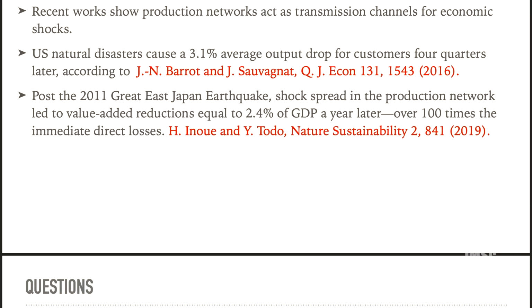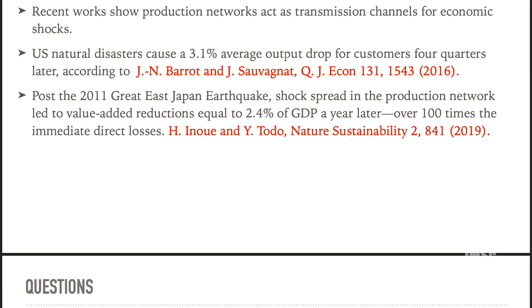Some recent studies show that production networks act as a transmission channel for economic shocks. Every country has benefited from international trading, which was demonstrated by Ricardo's comparative advantage theory. But at the same time, countries are exposed to shocks due to this supply chain network.